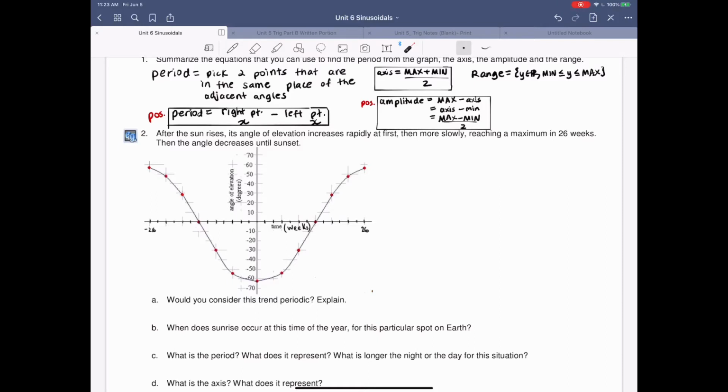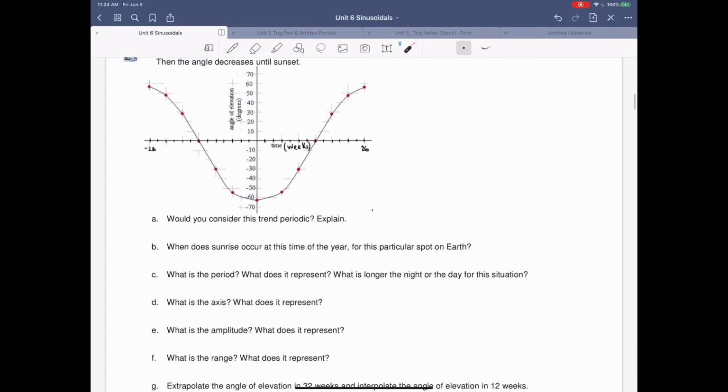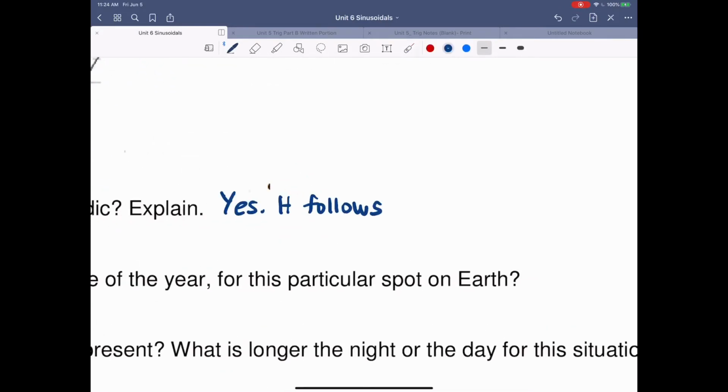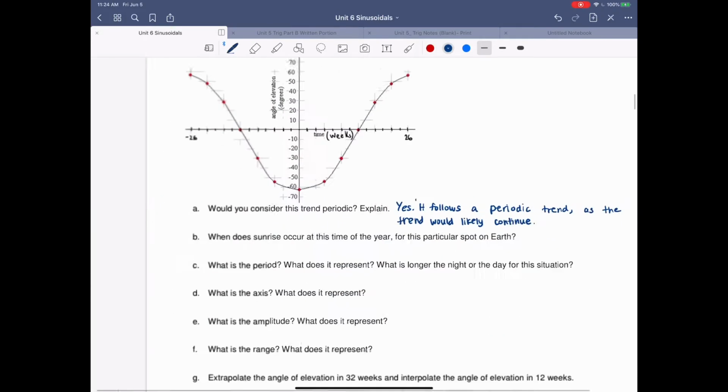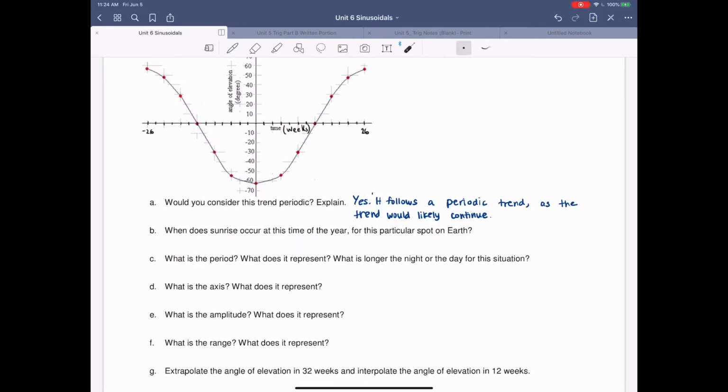Another way to check is if this graph happened to show more than one cycle, then you could have done a check to make sure that the periods were going to be equal with these multi-cycles. But for this question, it seems like there's one cycle given, and I can see that based on the number of weeks, and if I was to extend this trend it will likely continue because I'll have a mirrored image over there. Therefore, I would say yes, it follows a periodic trend, as the trend would likely continue.